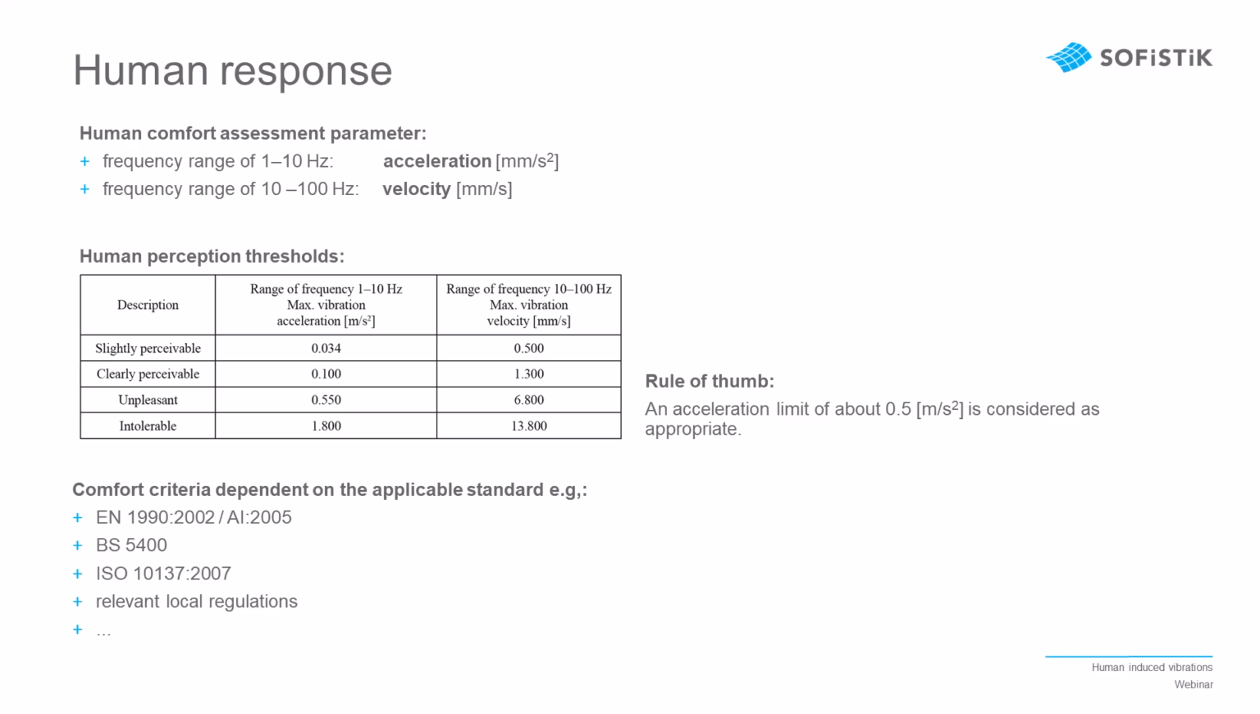Having said that, there are indicative threshold values available to serve as design criteria for structural engineers in design standards such as BS 5400 or ISO 10137, to name a few. It is always advisable, however, to check and follow the local applicable standards first.